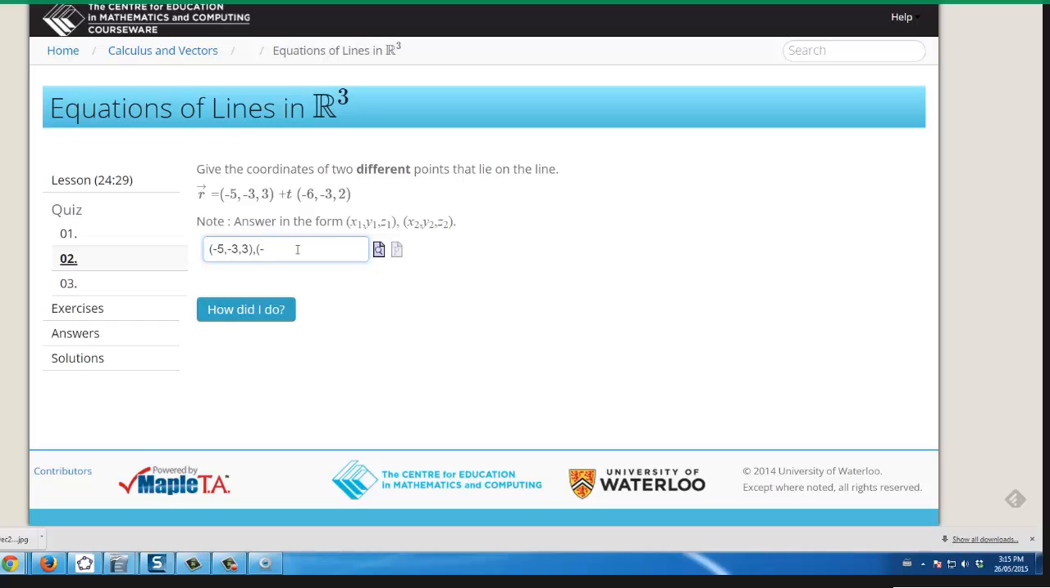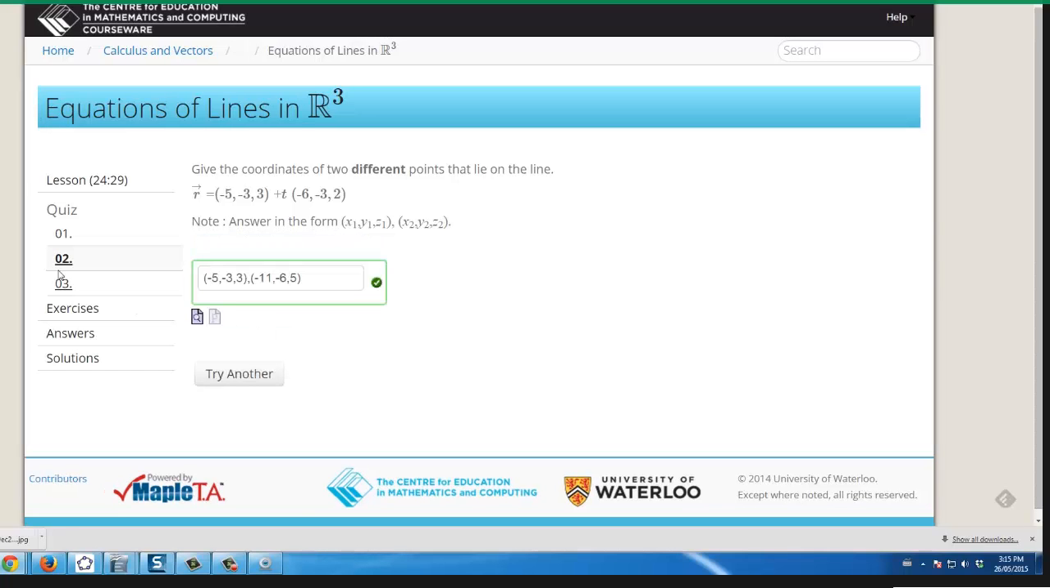Come up with one. Go ahead, RJ. We can use t equal to 1. So negative 11, negative 6, 5. So you just picked a value of t equal to 1. How'd you do? You did great.